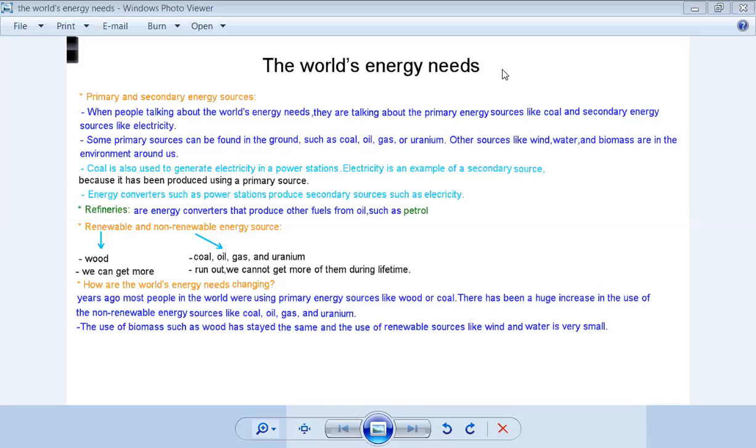And electricity is an example of a secondary source. So why is electricity an example of a secondary source? If we're using coal, coal is the primary one to generate electricity. Electricity is the power, or energy, we are using now. So the primary one can be converted into this secondary one. That's why they call it a secondary source of energy. Is it clear? Yes, it's clear.